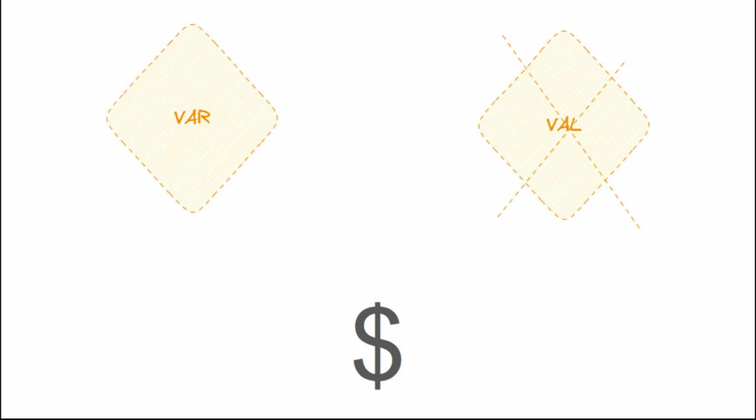Other than that, Kotlin helps us to distinguish between mutable and immutable. Using val and var, it can be achieved easily. Similarly, we have the dollar sign, which helps to retrieve values easily.